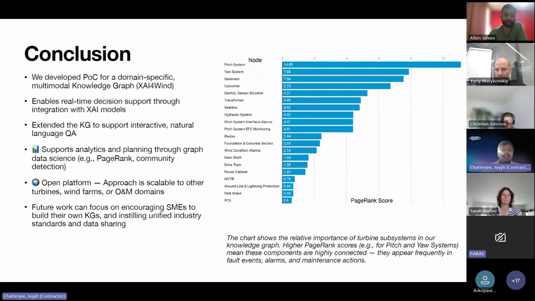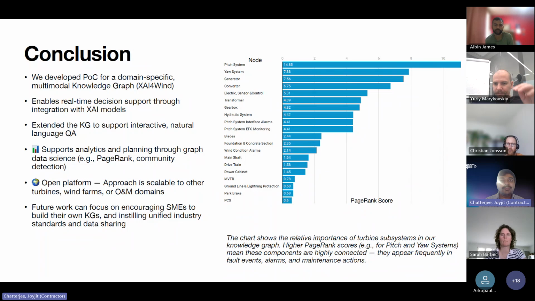You can use different graph data science algorithms to do some sort of analytics or intelligent decision making on your knowledge graph. And I think the future is where the SMEs work on building the knowledge graphs together with the AI community, and that will actually help in instilling unified industry standards and open data sharing. That is, I think, where we can bring most value.